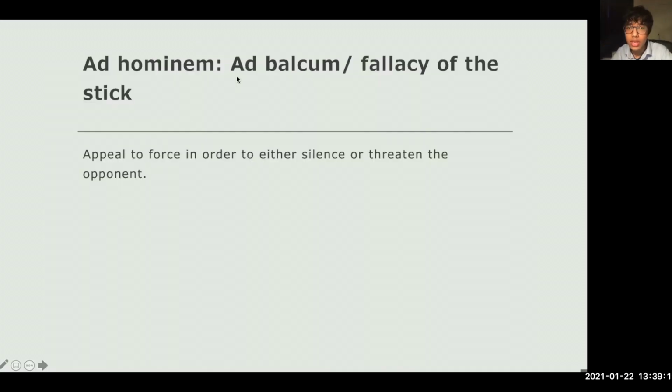Ad hominem, fallacy of the stick. This one is appealing to force in order to silence or threaten the opponent, essentially just threatening the person rather than trying to convince them using a sound argument. An example of this would be bringing a really big, tall bouncer with you to a debate, with a stick in his hand, so that even if you don't make a good argument, the other person is forced to forfeit because they don't want to get beat up.